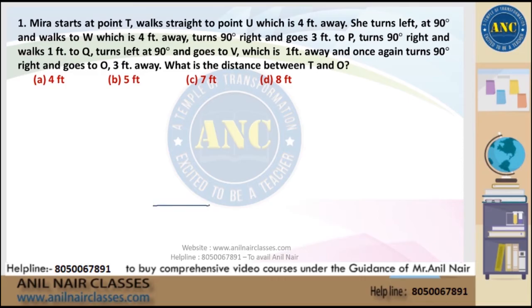Okay. So, let us consider this. Meera starts from the point T, walks up to U, which is 4 feet away. Next, she then turns left at 90 degrees and walks to W, which is 4 feet away. Now, which is Meera's left? Meera's left is the anti-clockwise movement. So, it is this. So, she turns left at 90 degrees and walks to W, which is 4 feet away.